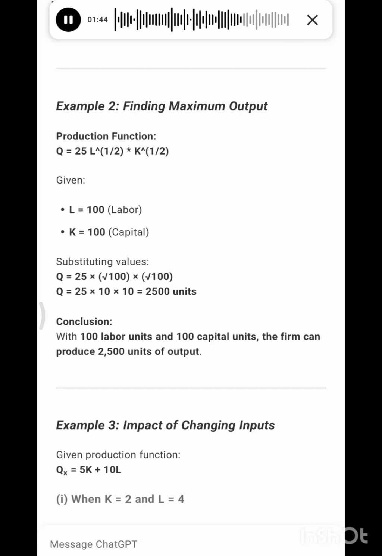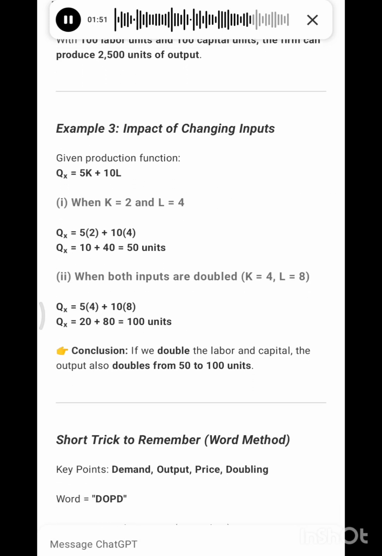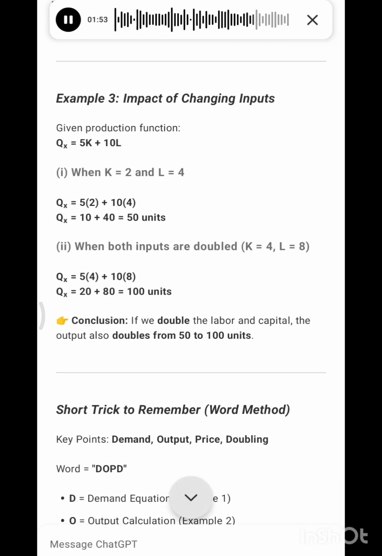When both inputs are doubled, K equals 4, L equals 8. Q equals 5 times 4 plus 10 times 8. Q equals 20 plus 80 equals 100 units. Conclusion. If we double the labor and capital, the output also doubles from 50 to 100 units.